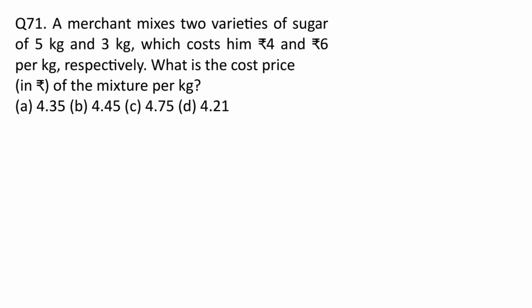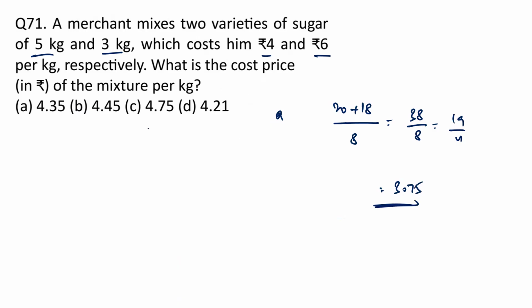A merchant mixes two varieties of sugar, 5 kg and 3 kg, which cost him 4 rupees and 10 rupees respectively. What is the cost price of the mixture? N1A1 plus N2A2, you do it. 5 kgs into 4, 20. 3 kgs into 6, 18. Divided by 8, because that is the total number of kgs. So 38 divided by 8, 19 divided by 4, which is 3.75. Which is 4.75, I'm sorry.